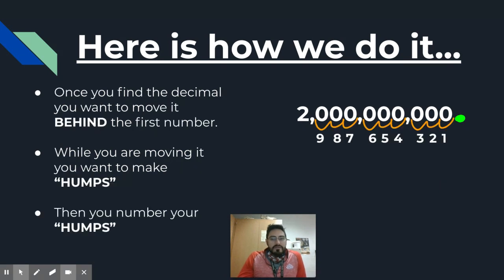All right, we found the decimal. Now you want to move it behind the first non-zero number. So if you were to look at this, I hope you would see that the first non-zero number is going to be 2, right here where this comma is. The decimal is originally here. We have to move it all the way over just in front of the 2.